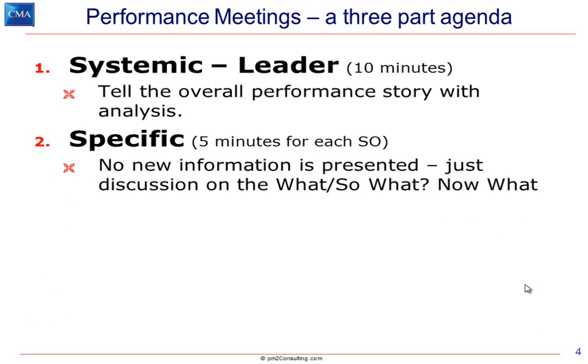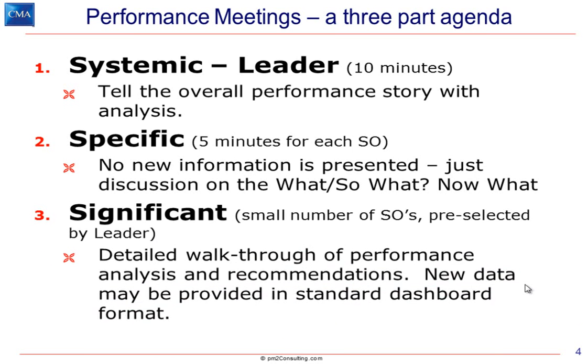Subsequent to that, we need to become specific. Our suggestion is about 5 minutes for each of these strategic objectives. No new information is going to be presented. It's a bit like reading the newspaper. You should have that read before you get into the debate about the content in this meeting. So typically we want the scorecard reports to be available to the leadership team 1 or 2 days before the meeting. And we're just going to focus on the what, so what, now what part of the conversation and analysis to make sure that we're aligned.